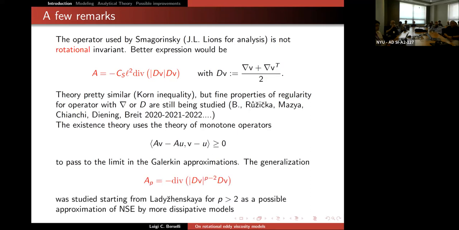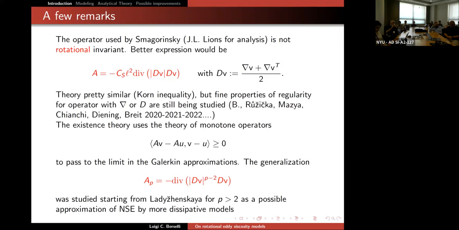And in fact, Ladyzhenskaya was not studying exactly this model with power 1 here, but she was studying the problem with P minus 2, where P can be any parameter larger than 2, because her idea was that for large P, you have global existence, and so she was trying to pass to the limit as P goes to 2 in order to prove possibly regularity for the Navier-Stokes equation, something that could not be done. So there is a limit of this approach that stops at P, which is 11/5.